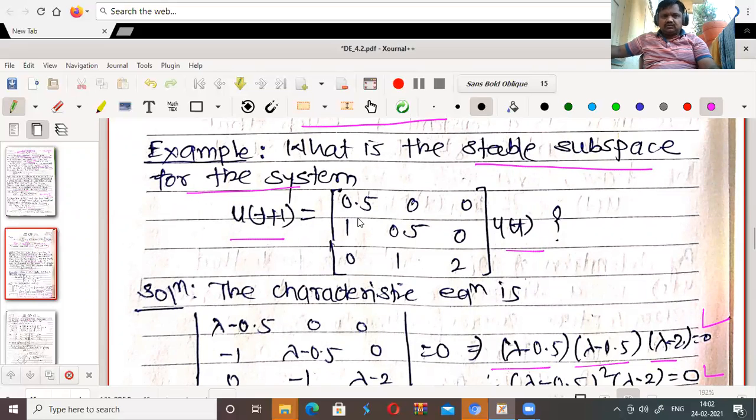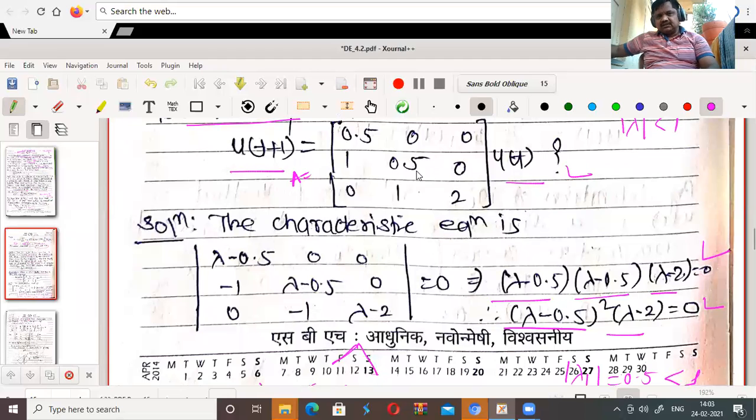u(t+1) = A u(t), suppose your matrix A is equal to this one: 0.5, 0, 0; 1, 0.5, 0; 0, 1, 2. We want to find the stable subspace, which means the space of eigenvectors corresponding to eigenvalues whose modulus is less than 1. First of all, we will find the eigenvalues of this matrix, so the characteristic equation is the determinant of lambda I minus A equal to 0. Lambda I minus A means lambda minus 0.5, 0, 0; minus 1, lambda minus 0.5, 0; 0, minus 1, lambda minus 2.